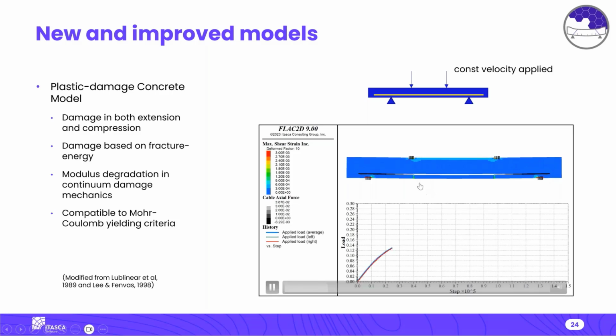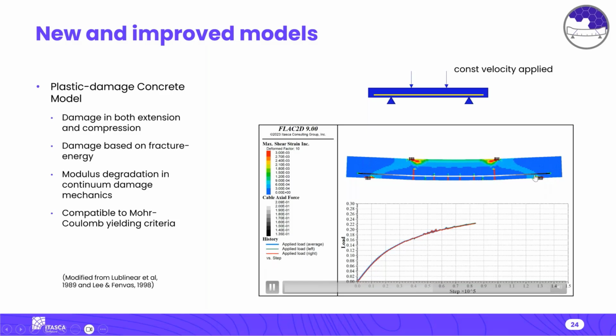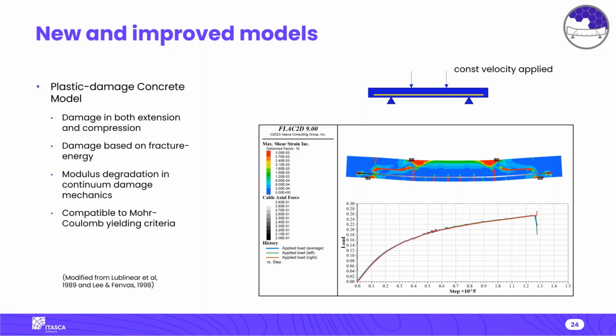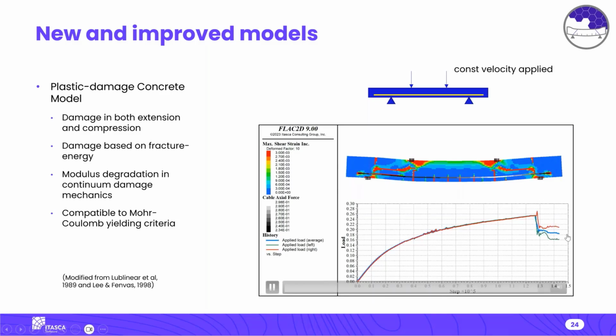We can see that cracking starts in the concrete at the bottom of this slab and somewhat propagates, but complete fracture and failure of this slab is resisted due to the presence of the cable. But at some point, fracture is happening. It's going to happen right now, and we can see that forces on the top drop because fractures appeared at the ends here. This model also allows for modulus degradation, and it has a compatible Mohr-Coulomb yielding criterion.